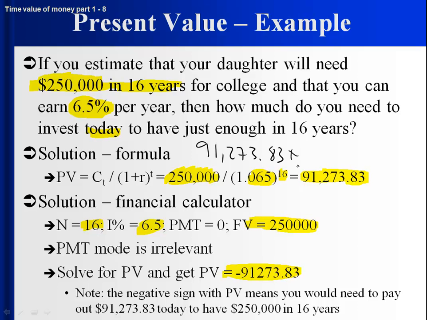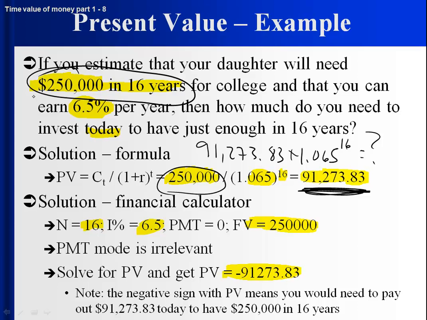And if you want to go ahead and double check it, you can say if I put in 91,273.83 and I can earn 6.5% for 16 years, what does it equal? You should get 250,000. You may be a couple of pennies off because of rounding, but you're going to get something really, really close to 250,000. And again, that's why 91,273.83 is the present value of 250,000 in 16 years when the discount rate is 6.5%.